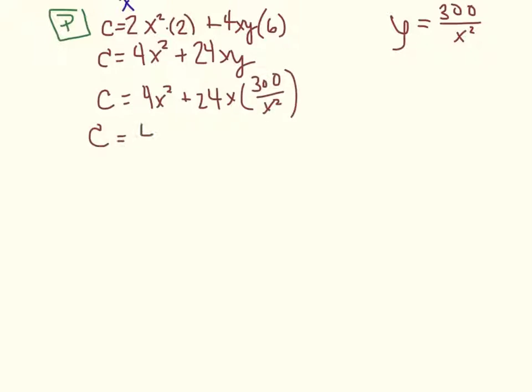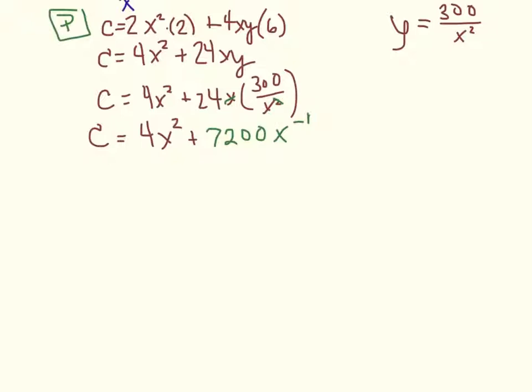So C equals 4x squared, then plus, all right, so here I can clearly see that this x is going to cancel into the x squared and just leave an x on the bottom. So 24 times 300, well, 24 times 3 is 72, so 7,200, and then I'm going to write this as x to the negative 1.